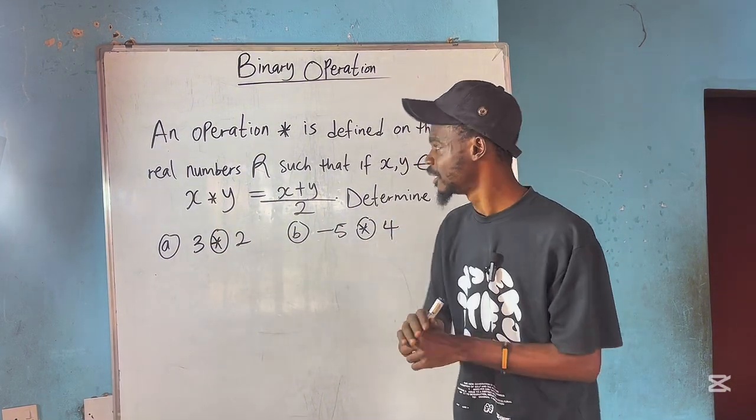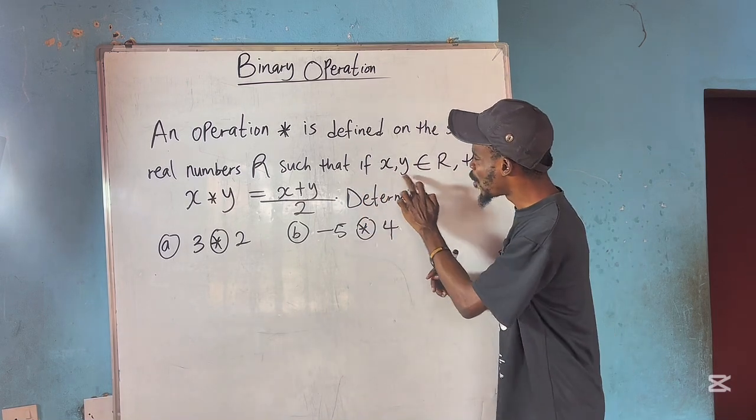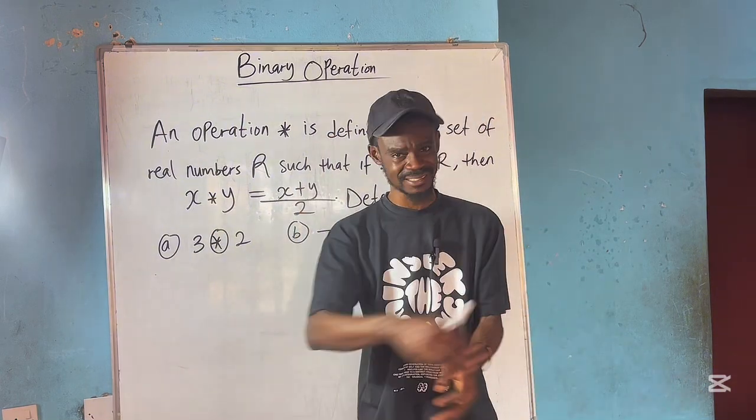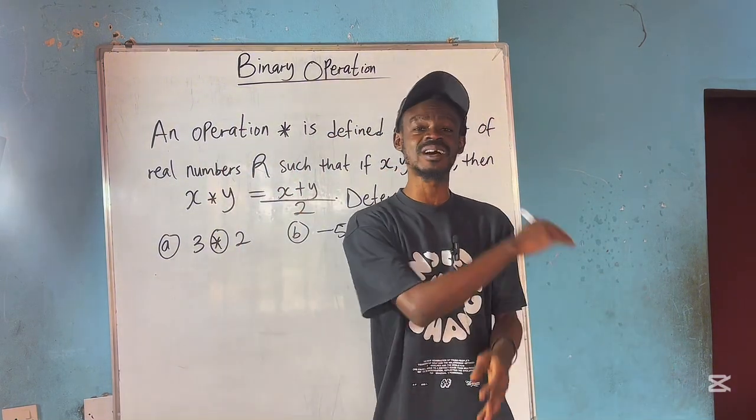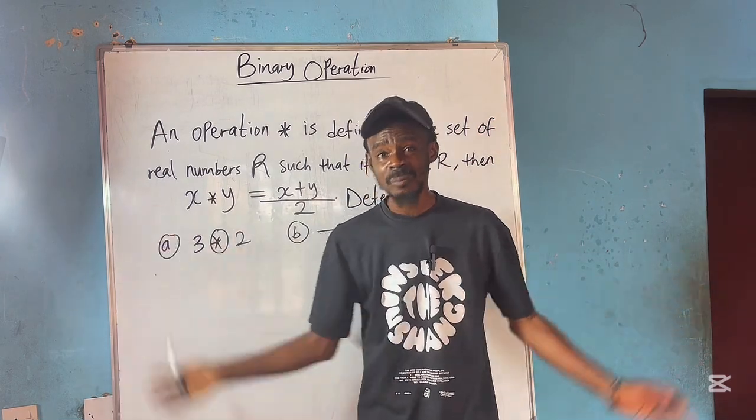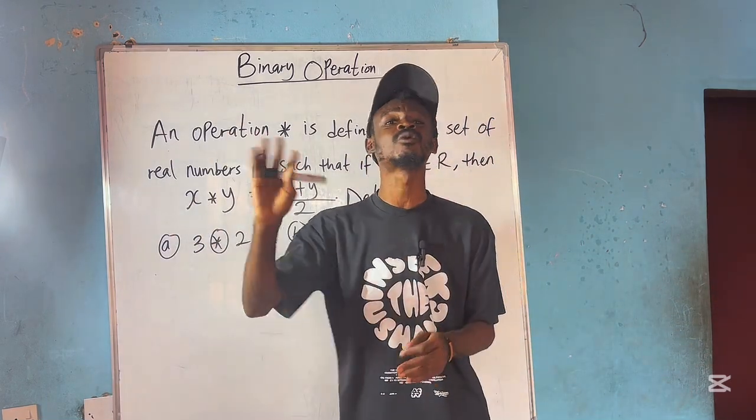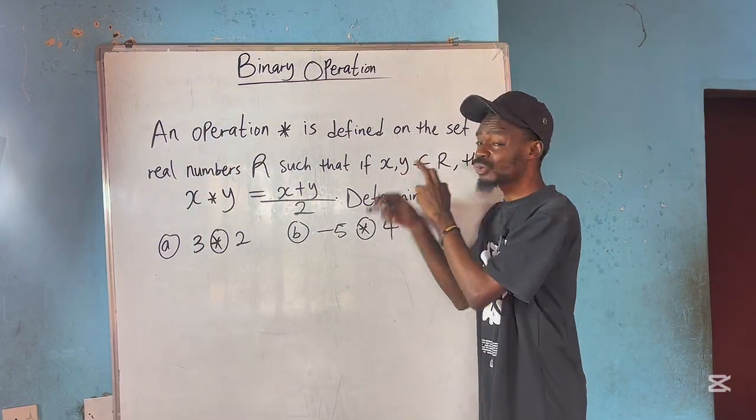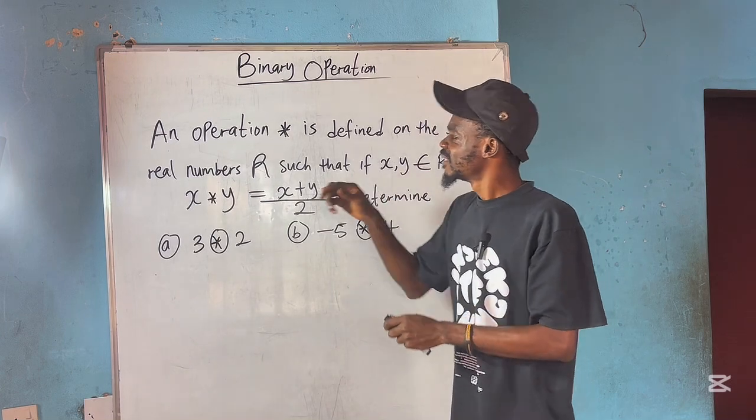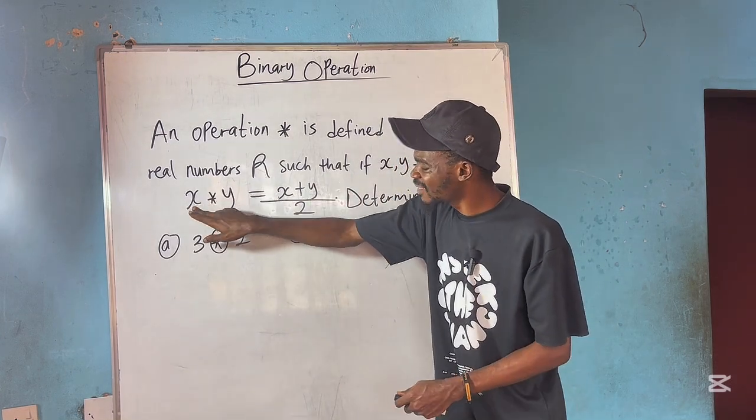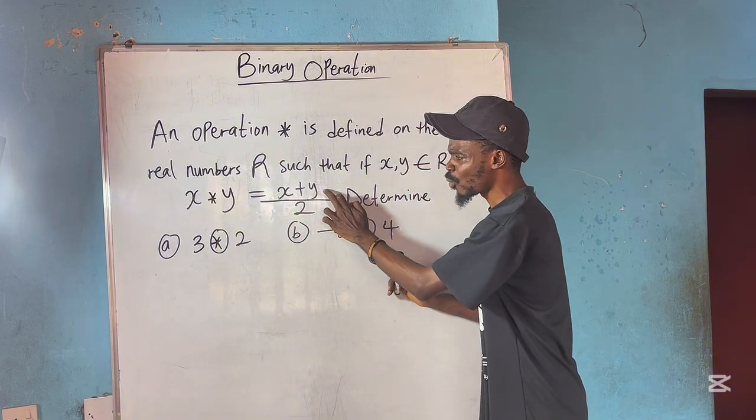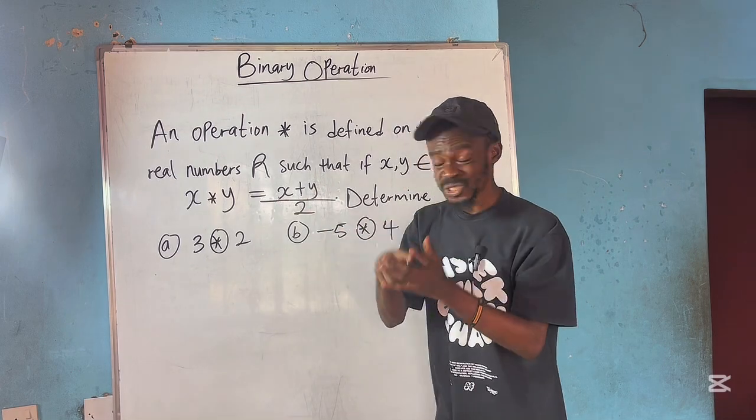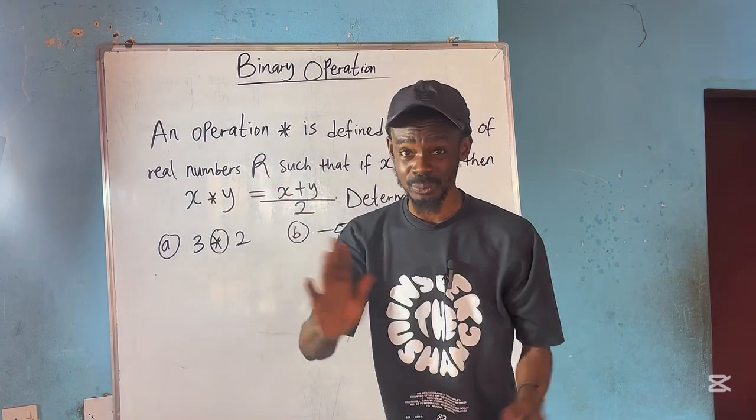Now let me explain this question quickly. They are telling you that if x and y are elements of R, a real number is just a set that has all the numbers. R means a set that has all the numbers. You can get any number in it. There's no number in mathematics that you cannot get in the real numbers, apart from complex numbers. So they are saying that x and y can be found in the real numbers. And then they are saying that the formula for this x asterisk y is (x plus y) divided by 2. That is the formula for this expression. And you are asked to find 3 asterisk 2. This is very simple.